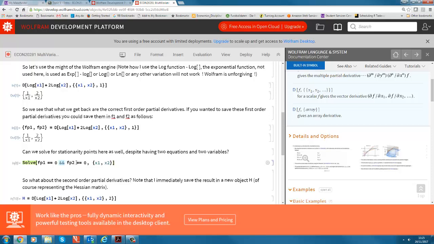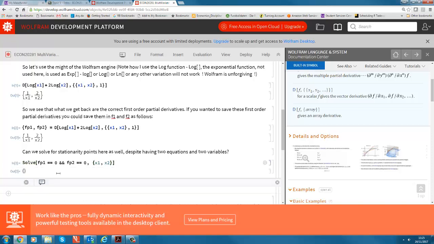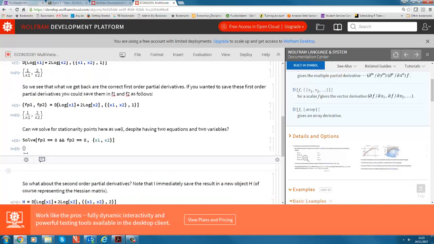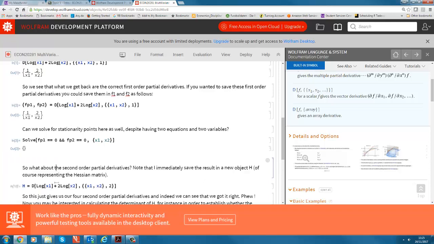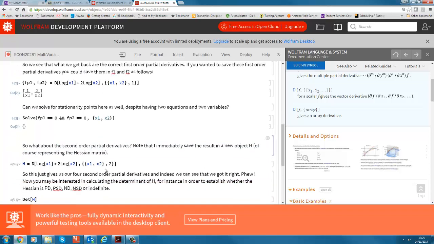And FP2, the second first order partial derivative, should also be equal to 0. And we want to solve with respect to x1 and x2. So let's try that. Now we get this empty result. What that means is that there is no stationary point. Okay? So we have no stationary point.